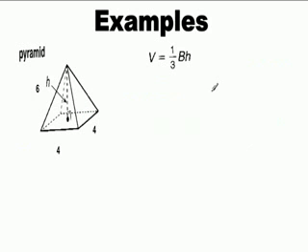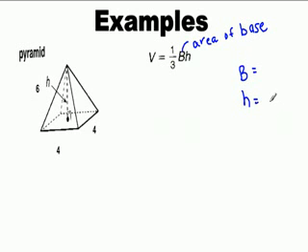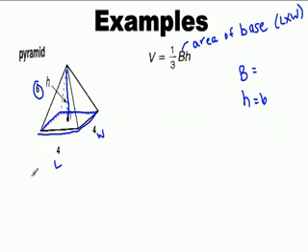Alright, the next shape is a pyramid, and the volume formula for a pyramid is 1/3 capital B, which is the area of the base, times the height. So we need to figure out B and H. Well, in our drawing, we see that the height equals 6, and B is the area of the base. Remember, area of the base is length times width. In our drawing here, the base is here, so our length is 4 and our width is 4. So length times width is 4 times 4, which is 16.